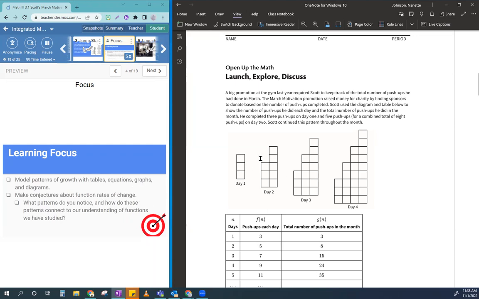Okay, so make conjectures about function rates of change. A rate of change is like how much it's growing by. And if you look at this very first pattern, you can see that. And then connect that understanding to functions that we've already studied.